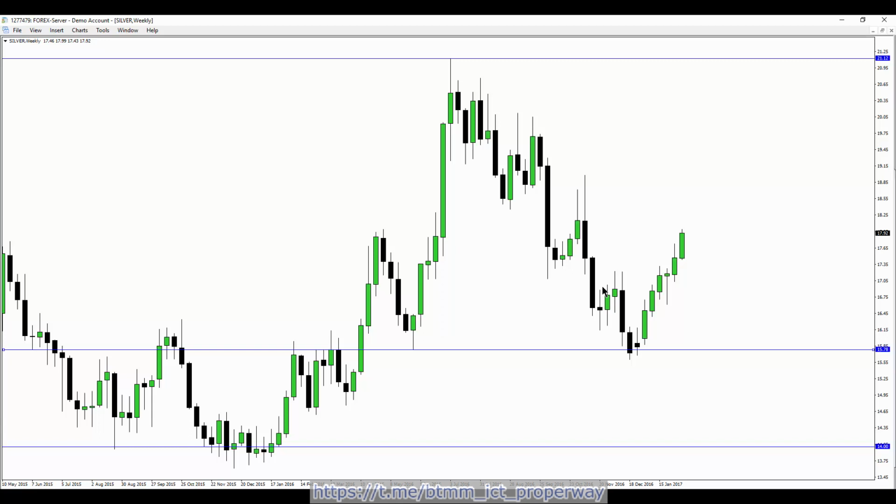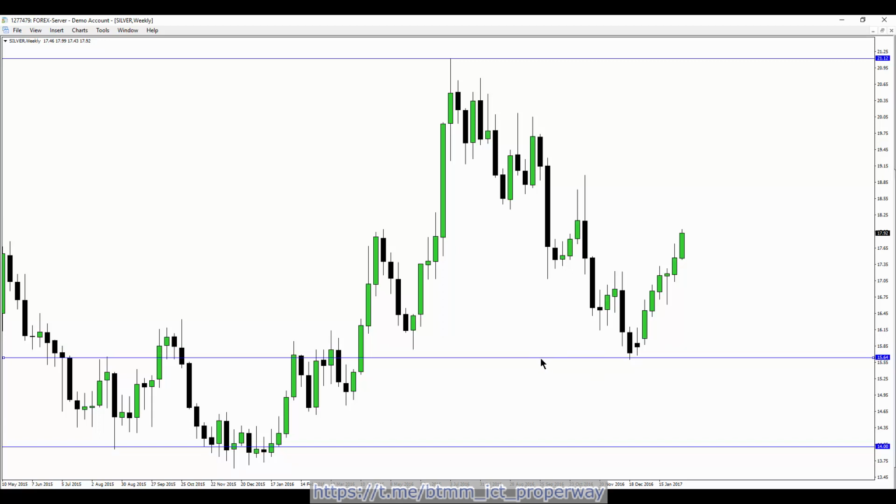A monthly discount array. That was the 1560 level that we identified. Price trades down into that 1560 level. Low comes in at 1560 and rallies away.